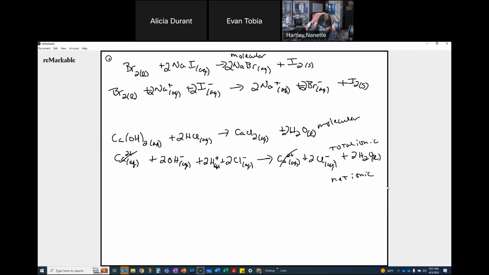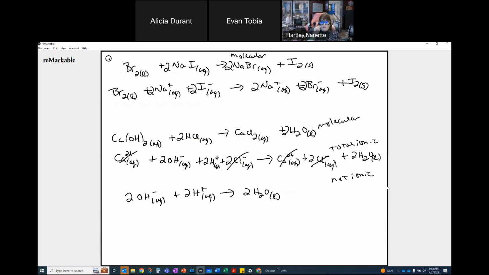The chlorines, I have 2 chlorines here, 2 chlorines there. They didn't do anything, so I can ignore that. And so the only things I'm concerned about in my net ionic equation are the 2 OH minus plus the 2H plus, going to give me 2H2O liquid.